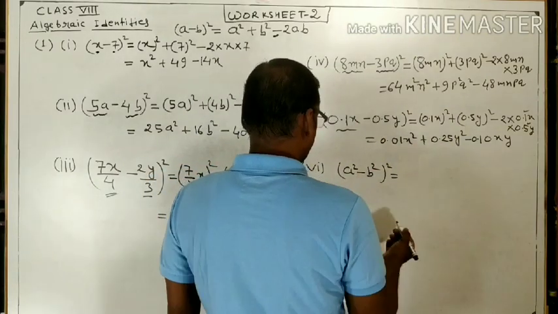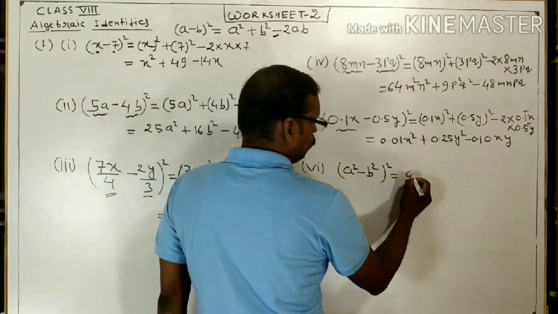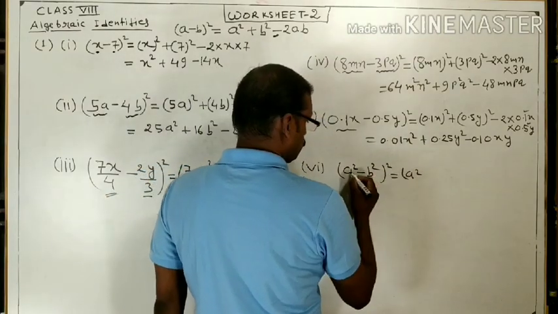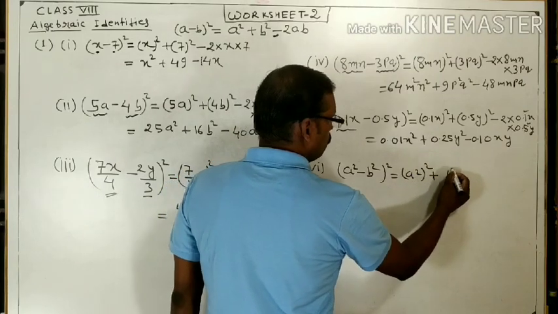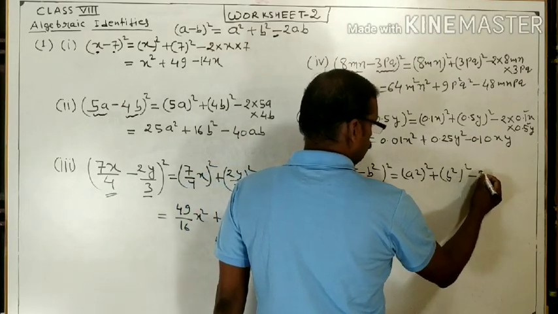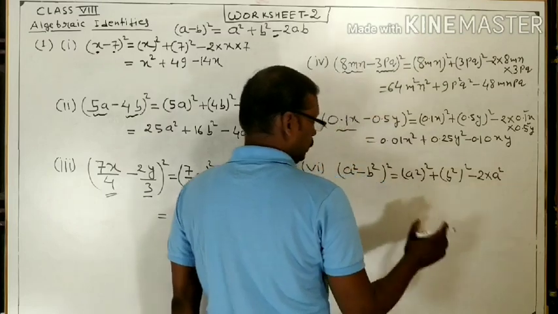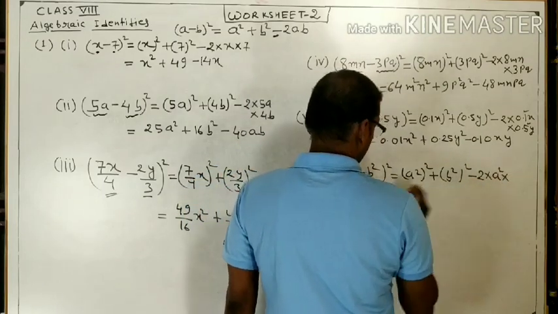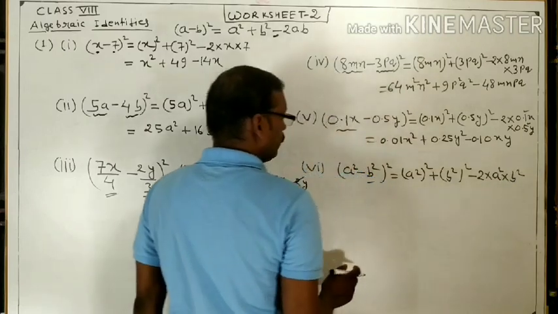And last, (a square minus b square) whole square. So the first term is (a square) square plus (b square) square minus 2 into a. In place of a we have a square, so write down a square, into, in place of b we have b square, so write down b square. Put the values of a and b.